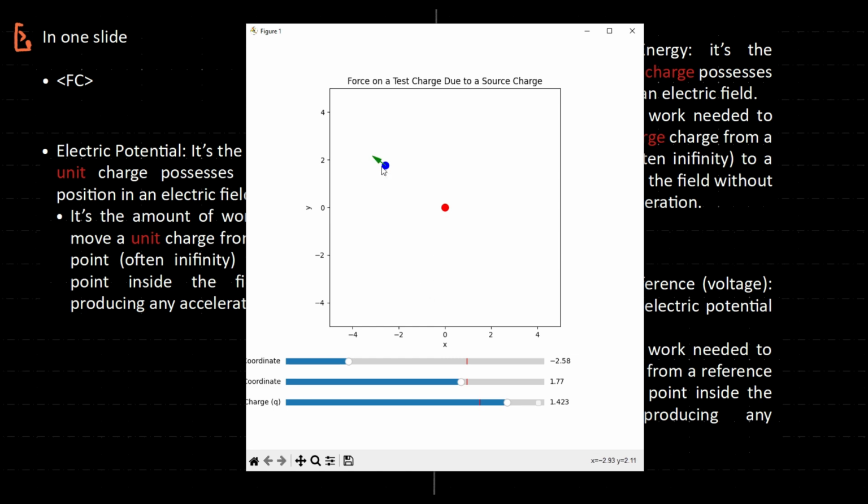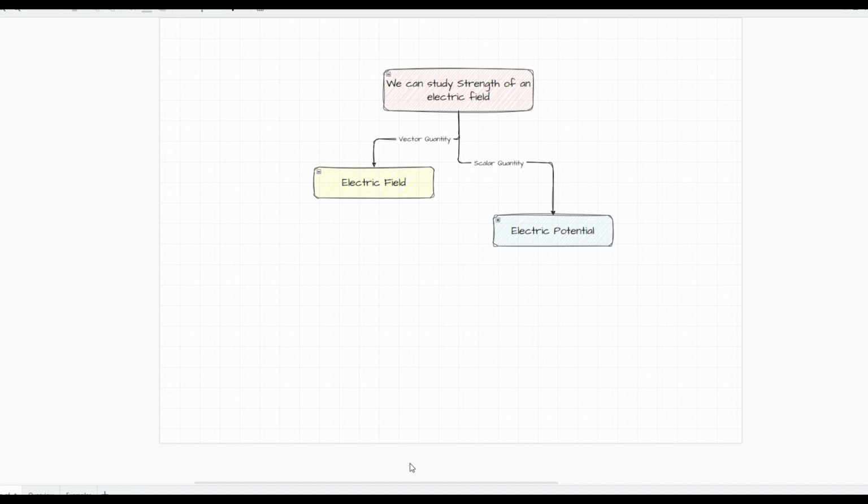Now, if I want to understand what kind of force, what is the strength at a particular point, I can do it in two ways. I can either go with a vector quantity, that is your electrical field, or I have one more quantity called electrical potential, which is a scalar quantity. Again, there are two ways that I can study the strength of an electrical field. One is a vector quantity called electrical field. Another is your scalar quantity called electric potential.